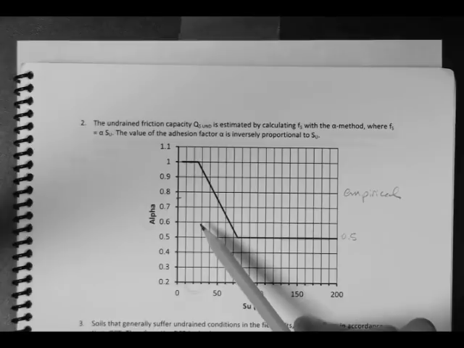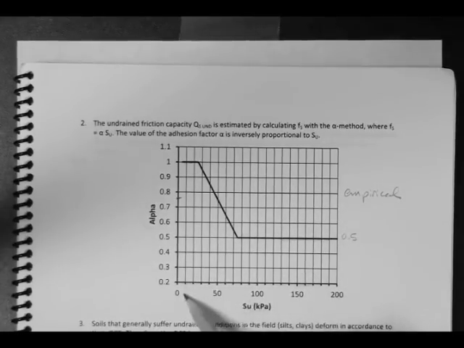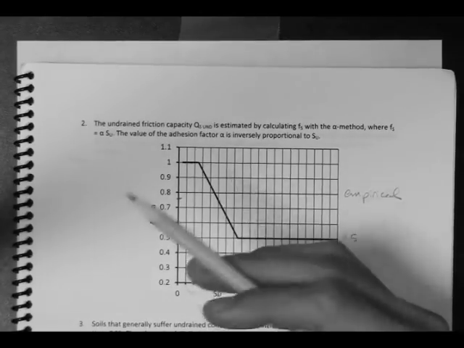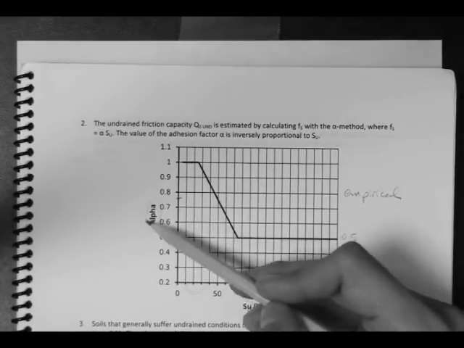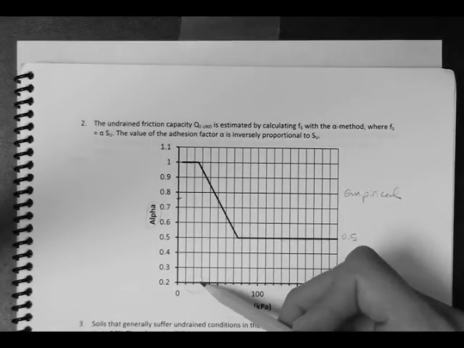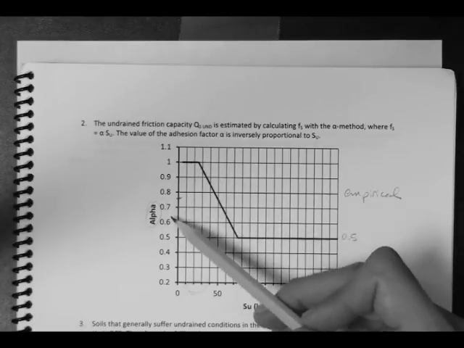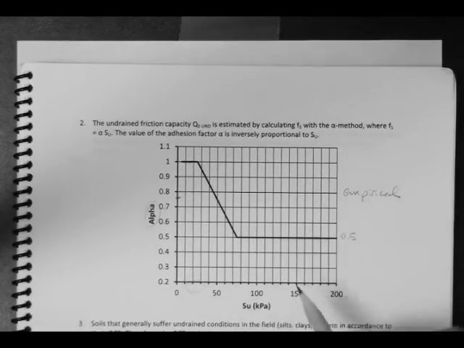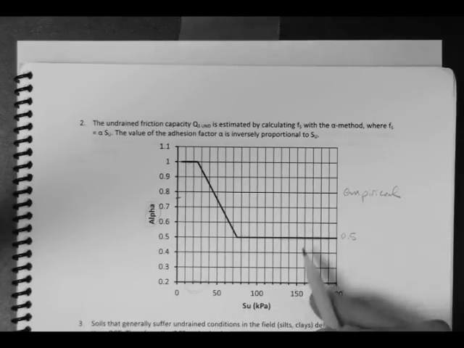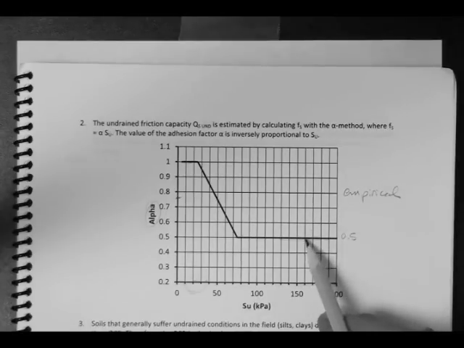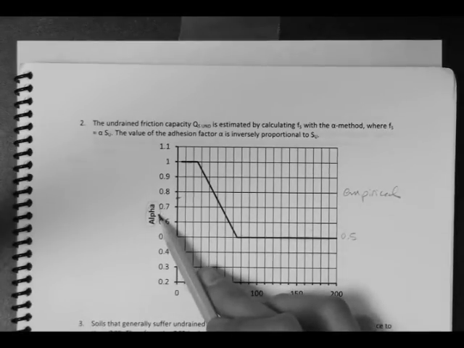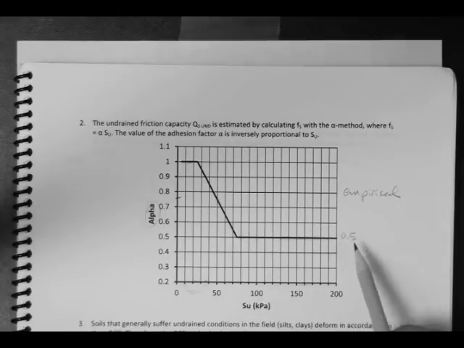Now, what happens is this: when the clay is soft or has a low strength, then it adheres very well to the pile, and this alpha is called the adhesion factor. So again, when the clay is soft, it adheres well to the pile, therefore the alpha is high. Conversely, when the clay is stronger, it adheres less efficiently to the pile, and therefore the adhesion factor alpha is lower, the minimum, which is 0.5.